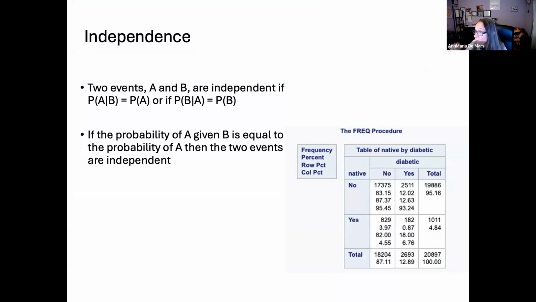Independence again. Two events, A and B, are independent if the probability of A given B, so here you are again with some letters, this means the probability of A given B, equals the probability of A, or if the probability of B given A equals the probability of B, then they're independent. So if the probability of A given B is equal to the probability of A when you don't know B, then the two events are independent. Let's look at an example of that.